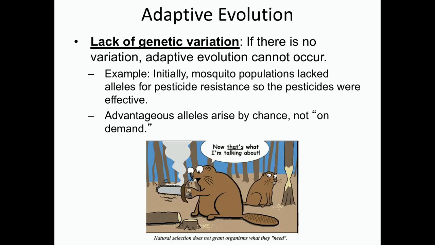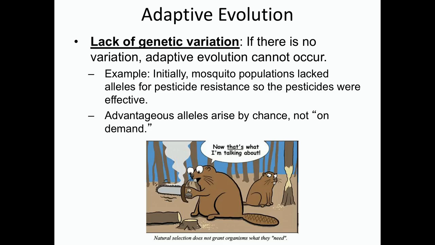So, for instance, mosquito populations. If mosquito populations do not contain any pesticide-resistant individuals, pesticides are going to be very effective. They're going to kill all the mosquitoes. However, if there happens to be one or two mosquitoes that have a mutation that leads them to be pesticide resistant, natural selection can select for those features. So natural selection doesn't cause new features to come about. Those features have to be there in the first place by chance and not on demand.